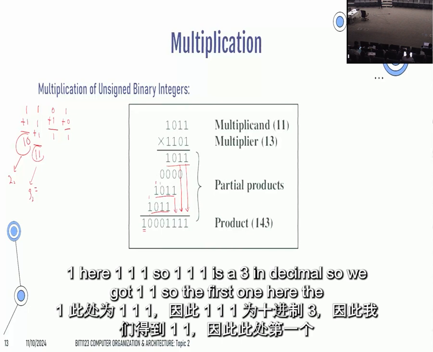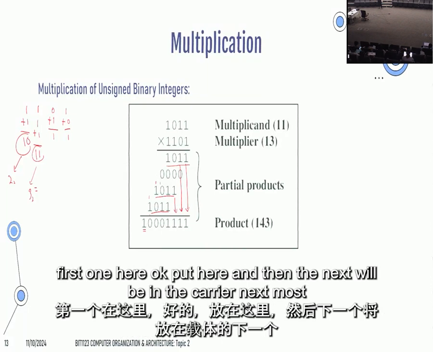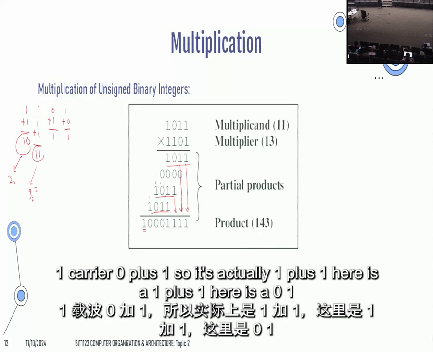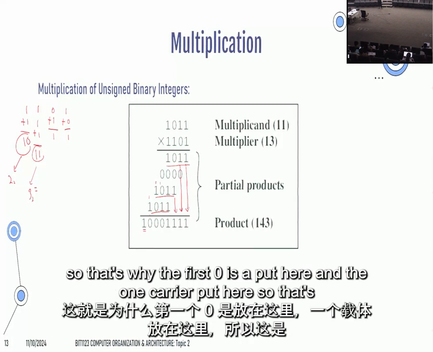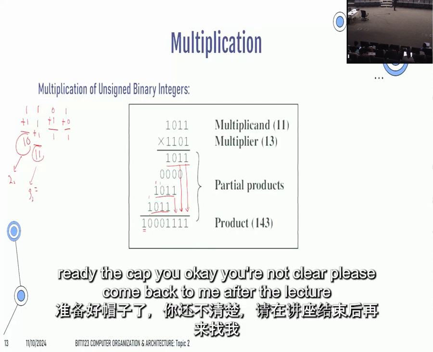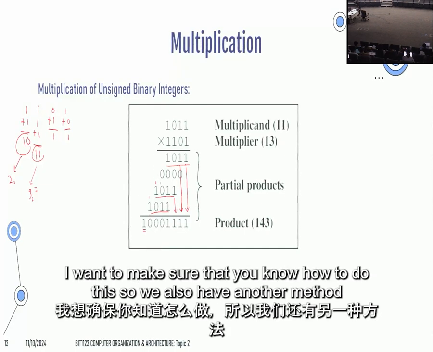So the first one, okay, put here. And then the next will be in the carrier, the next most left. So the most left is this row, these columns. So we have a 0 plus 1, carrier, 0 plus 1. So it's actually 1 plus 1 here, which is 0, 1. So that's why the first 0 is put here and the 1 carrier put here. So that's why they got this result. Clear? Clear behind? You, wearing the cap? You? Okay. If you're not clear, please come back to me after the lecture. I want to make sure that you know how to do this.